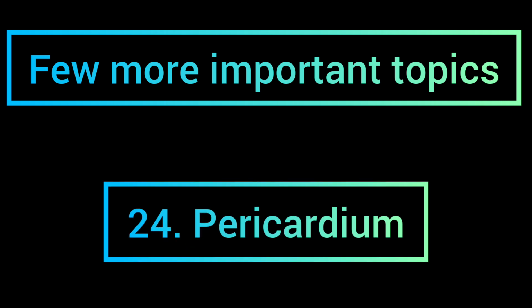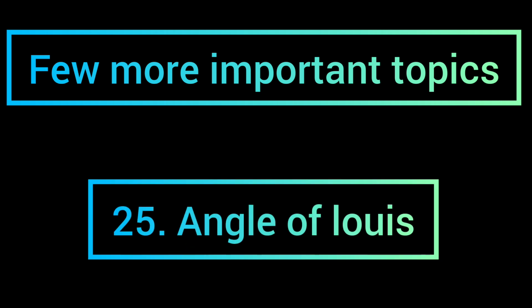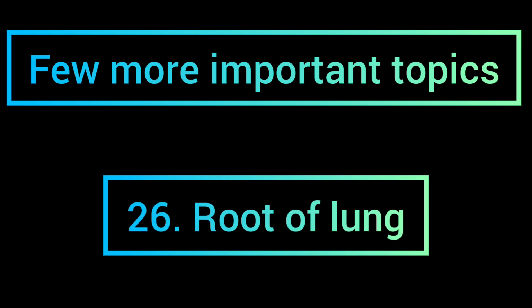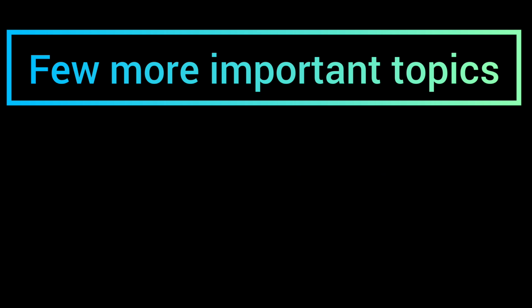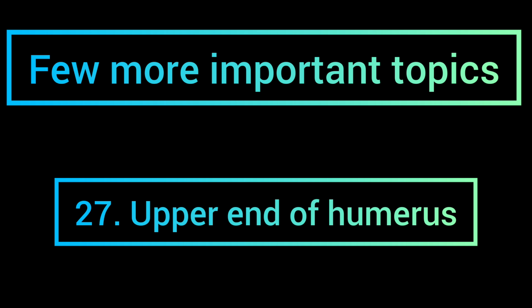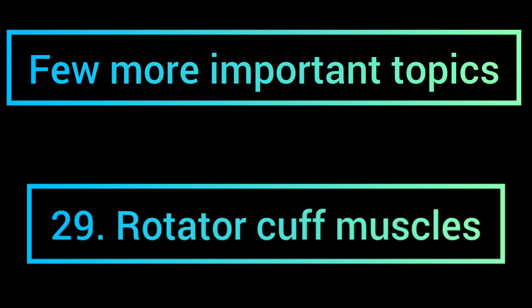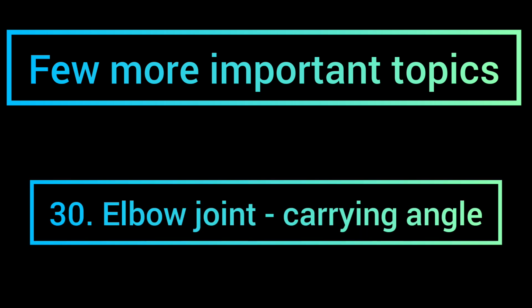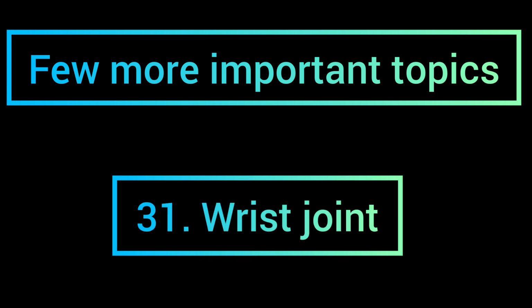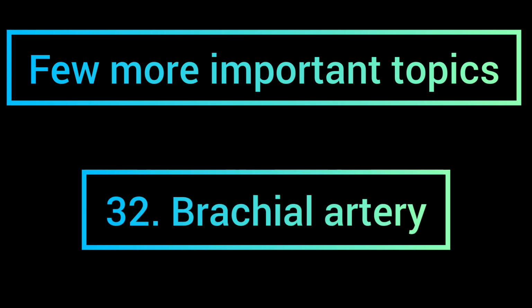24th pericardium, 25th angle of Lewis, 26th root of lung, 27th upper end of humerus, 28th muscles of forearm, 29th rotator cuff muscles, and 30th one is elbow joint. You have to include carrying angle also. 31st wrist joint, 32nd brachial artery.